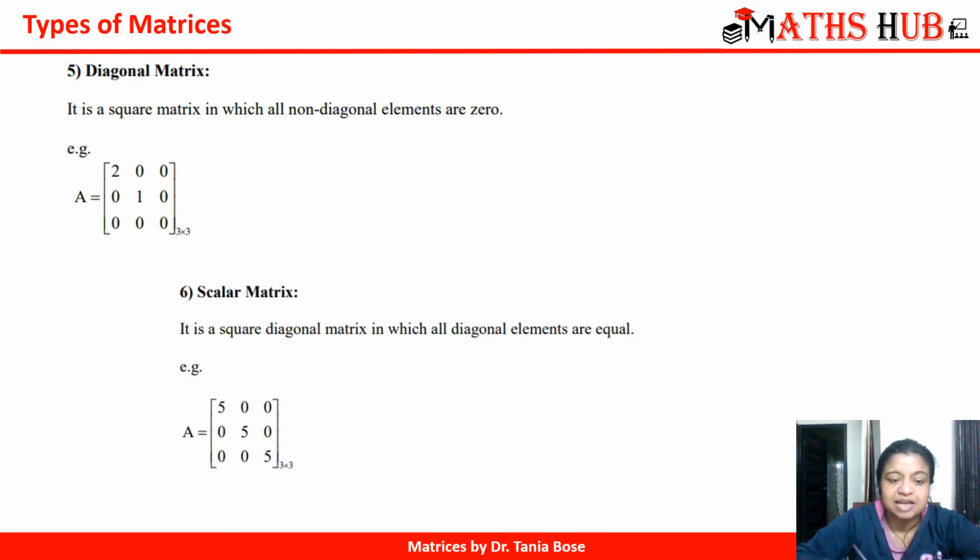So that type of matrix is called a diagonal matrix. Then the next type is a scalar matrix. A scalar matrix is a square diagonal matrix in which all the diagonal elements are equal. So it has to be a diagonal matrix first of all. When we say that it's a diagonal matrix, that means all the non-diagonal positions are zero, and on the diagonals, all the elements must be the same. It's not necessary that it has to be 5. It can be 1, it can be 2, it can be 3. Whatever number is there on the diagonals, all the numbers must be the same. Then that matrix is said to be a scalar matrix, right?